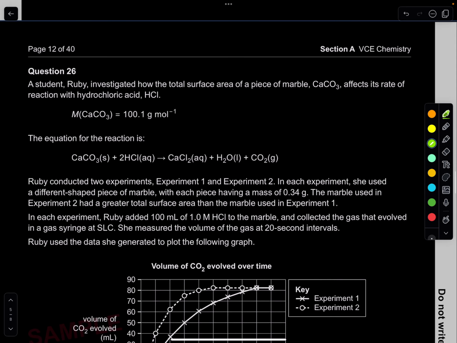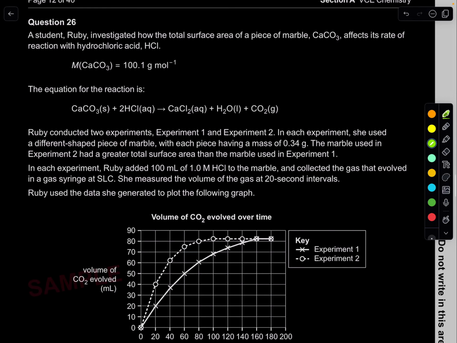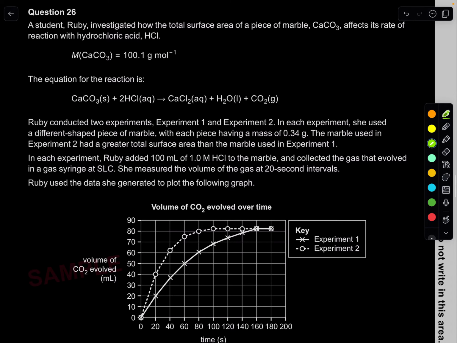So yeah. 26. A student, Ruby, investigated how the total surface area of a piece of marble affects its rate of reaction with hydrochloric acid. We're given the molar mass of the marble, and the equation for this reaction is shown.